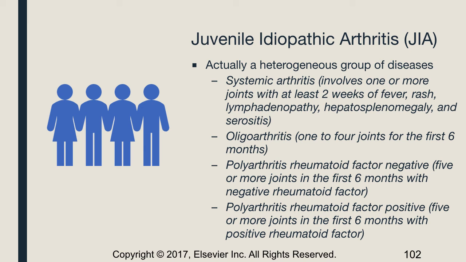Oligoarthritis is 1 to 4 joints involved for the first 6 months. Polyarthritis, rheumatoid factor negative, has 5 or more joints in the first 6 months, with a negative rheumatoid factor. Polyarthritis with rheumatoid factor, so in other words, it's positive, has 5 or more joints affected in the first 6 months with a positive rheumatoid factor.